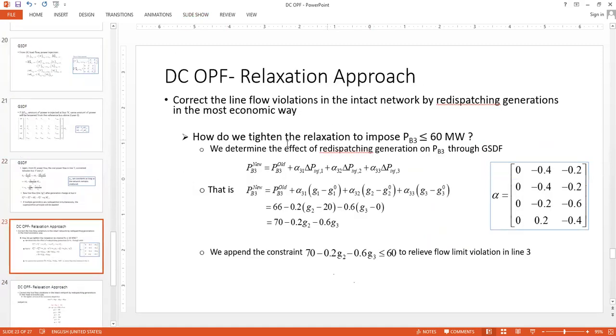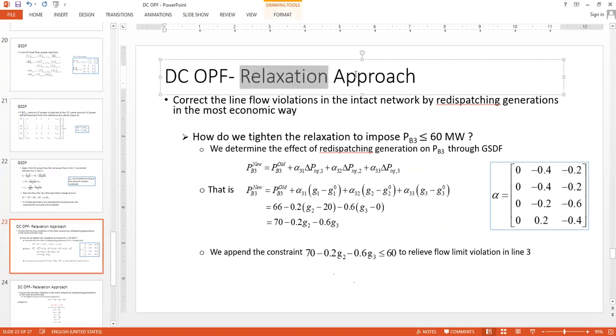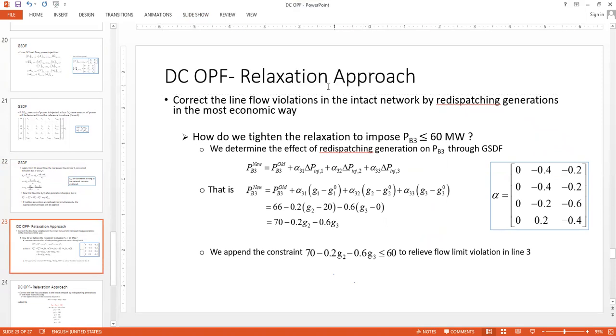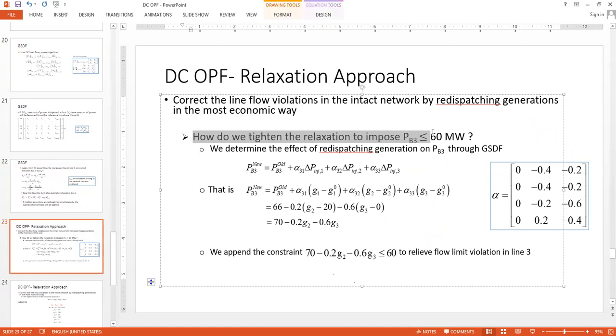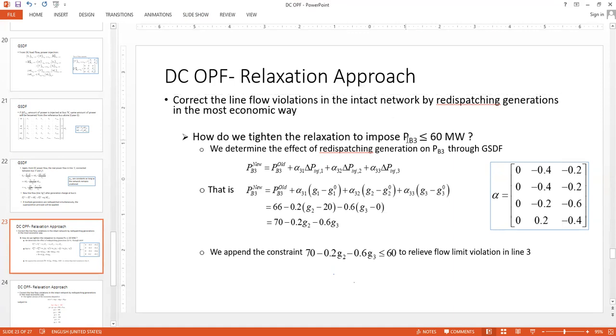Now we continue again with the relaxation approach. We used the complete relaxation, meaning we didn't consider any of the line flow constraints, but that didn't give us any feasible solution. So we will now resort to a less relaxed solution. We will impose a new constraint, meaning that the branch power flow for line number 3 (remember, this is PBL) cannot exceed 60 megawatt. So this additional constraint will be added in our formulation of DCOPF.